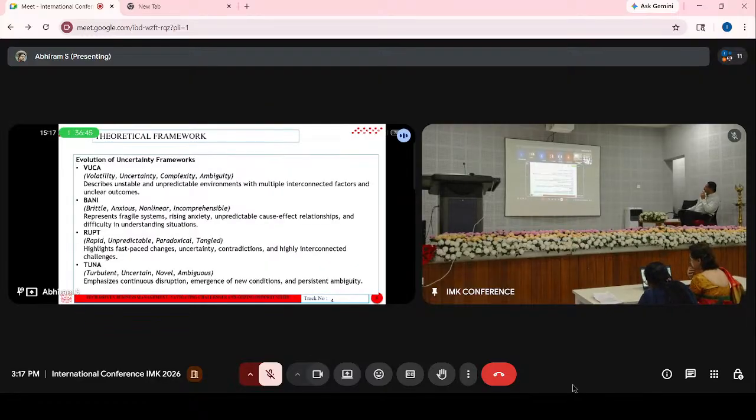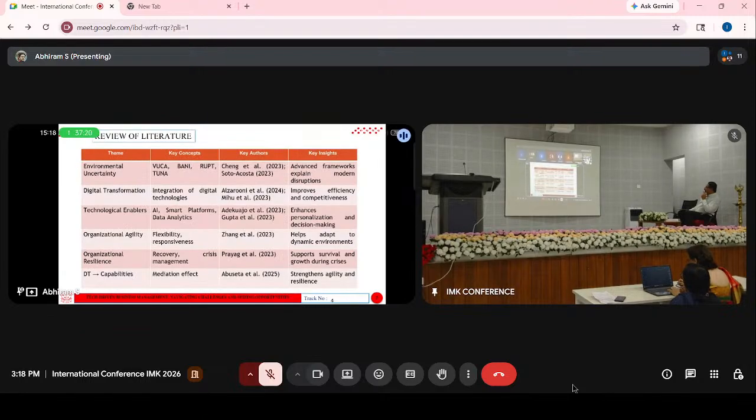So the theoretical framework: evolution of uncertainty frameworks. VUCA, volatility, uncertainty, complexity, and ambiguity, describes an unstable and unpredictable environment with multiple interconnected factors and unclear outcomes. BANI: brittle, anxious, non-linear, and incomprehensible. It represents fragile systems, rising anxiety, unpredictable causes and effects, and difficulty in understanding situations. TUNA: turbulent, uncertain, novel, and ambiguous. It is rapid, unpredictable, paradoxical, and tangled, highlighting fast-paced change, uncertainty, contradictions, and highly interconnected challenges, emphasizing continuous disruption, emergence of new conditions, and persistent ambiguity. So this is a literature review taken from key authors and their key insights.